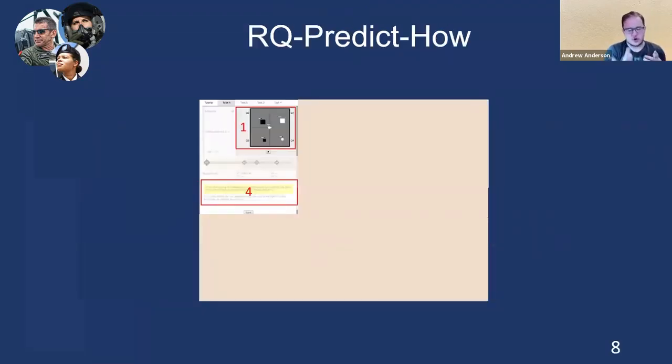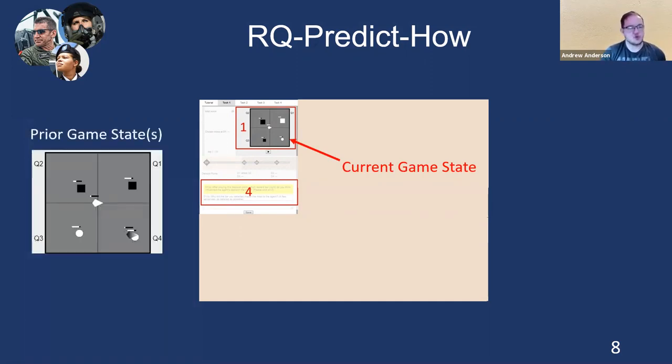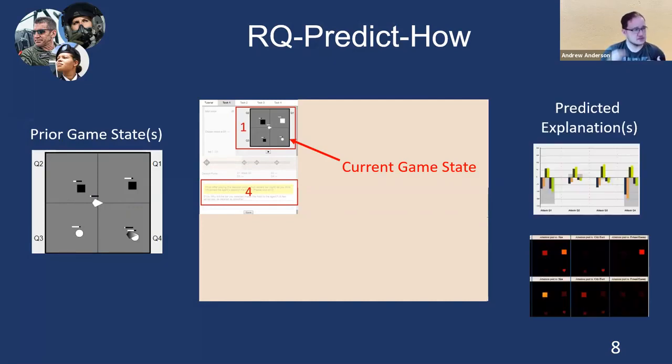So let's do a more formal understanding of how they are making their predictions. This is an example of the interface that the participants saw before they saw any explanations and they had to predict. So perhaps they're just using information that's currently available. Again, that intuitive sense of what's going on. Perhaps they're bringing in information from prior game states, or maybe they're even trying to predict what the explanation would look like before they see it.